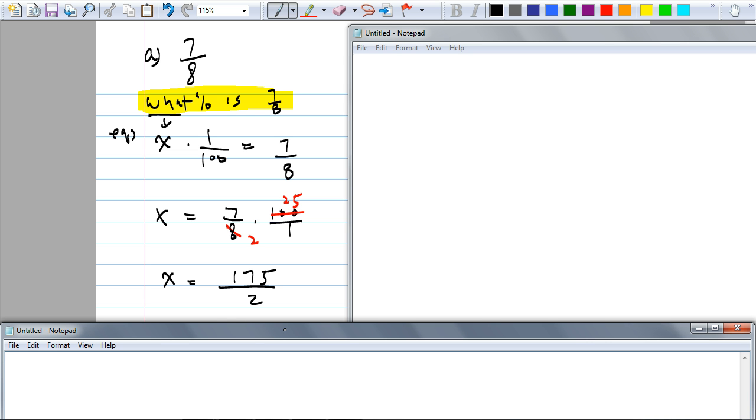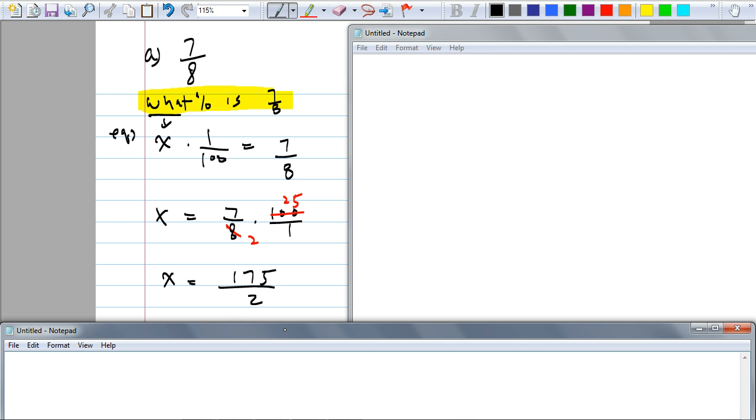So what have we found? What does this mean? Does this mean 7/8 equals 175 over 2? Of course not, right? 7/8 is not 175 over 2. 175 over 2 is like a lot bigger than 7/8, isn't it? Because 7/8 is less than 1. 175 over 2 is like really big, right? All right, so what does this mean?